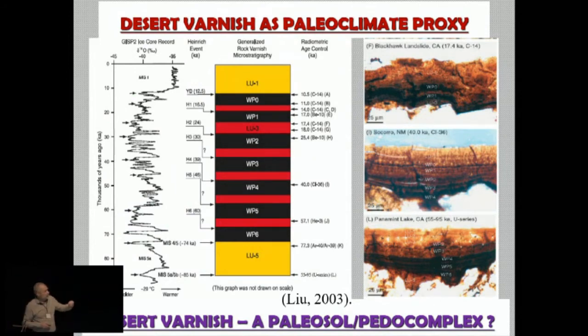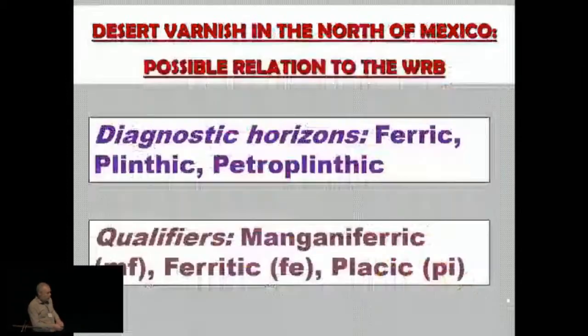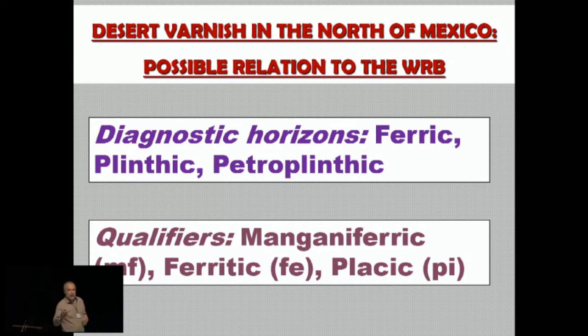There are very interesting studies about this, so we could put forward the question if desert varnish is a paleosoil or paleoecological object. And finally, relation to the classification. Cesare told us that it is part of the aridic qualifier, yes? But its composition, iron and manganese, is so distant from our idea of arid pedogenesis. Arid pedogenesis is carbonates, salts, gypsum.